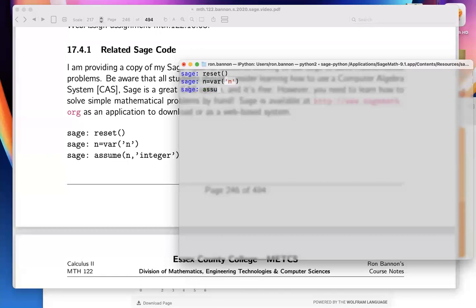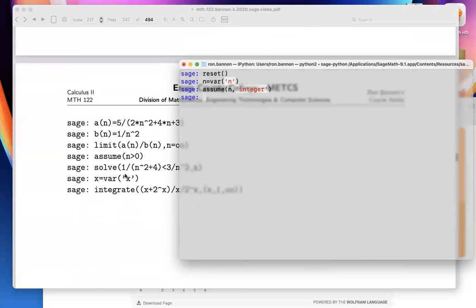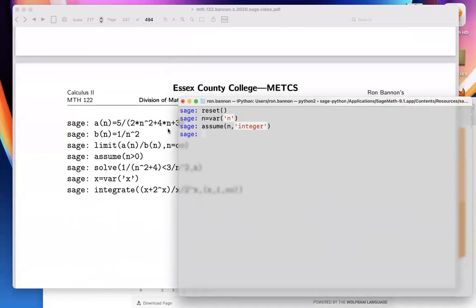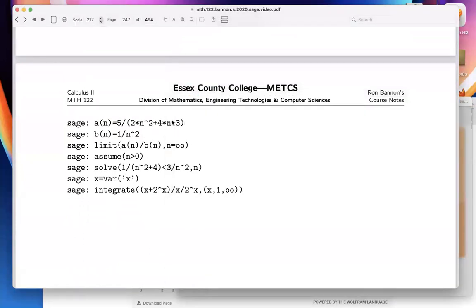Assume, and what are we going to assume? We're going to assume that n is an integer. All right, no error so far, huh? And let's do this now. I'm getting a little tired. I'm going to copy paste, and then we'll talk about what the code means.